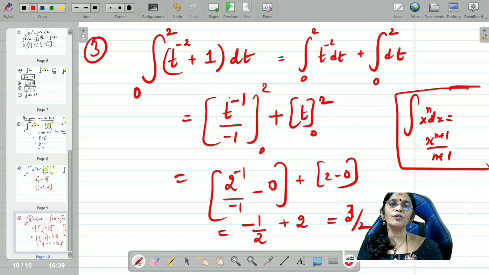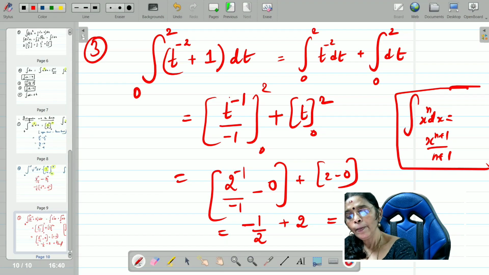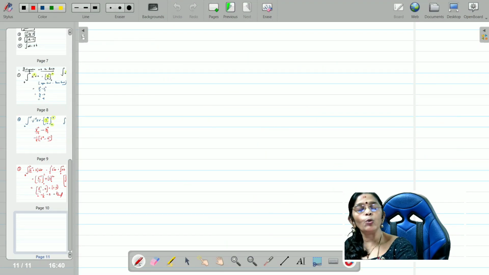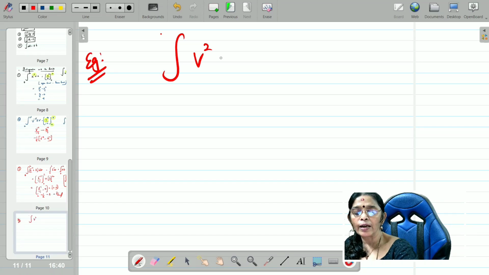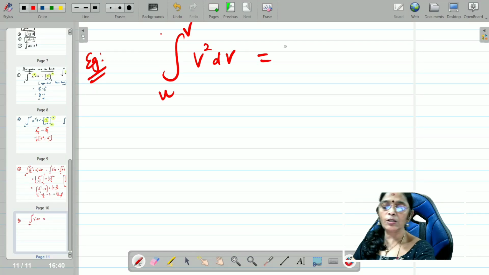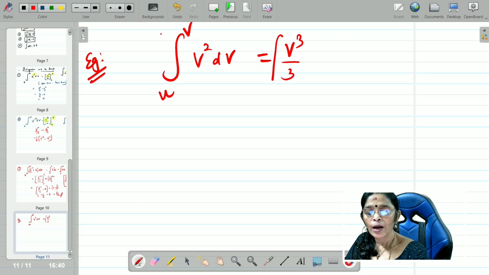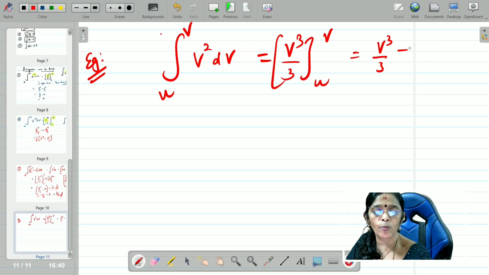So hope you understand, children. Integration and differentiation, is it clear? So I think you will be able to do any kind of question. Suppose if I give you, for example, integral v square dv, substitute the limits u to v. Then what do you write? Integral of v square dv is v cube by 3. Apply the limits u to v. So that is equal to v cube by 3 minus u cube by 3.